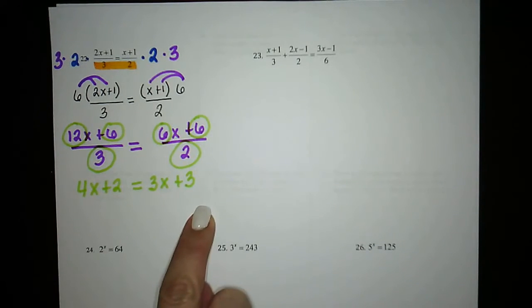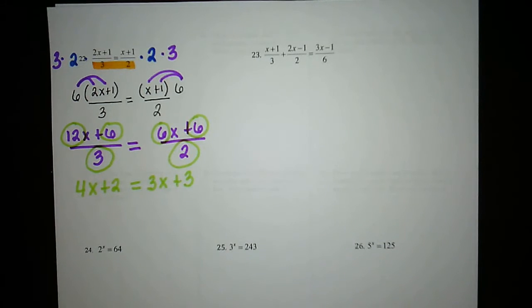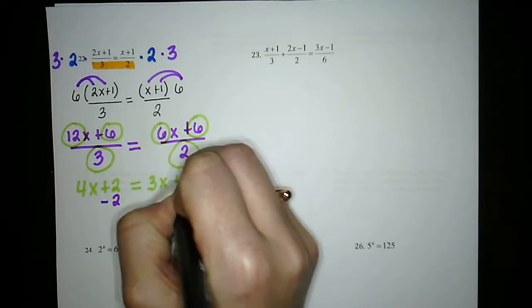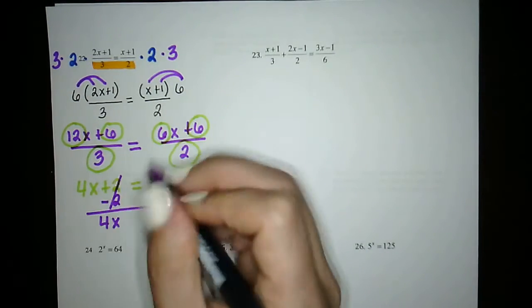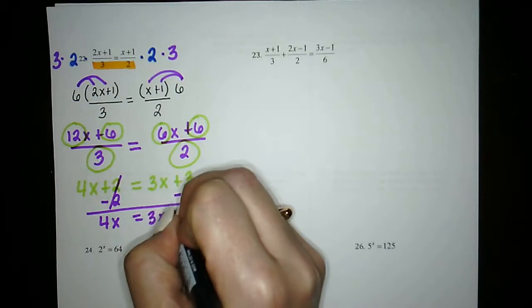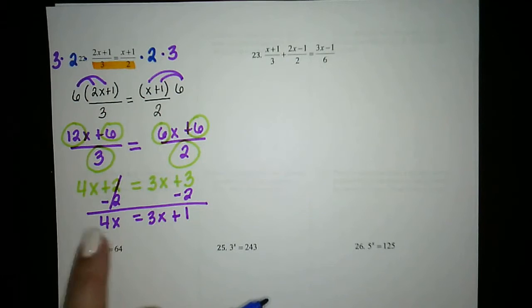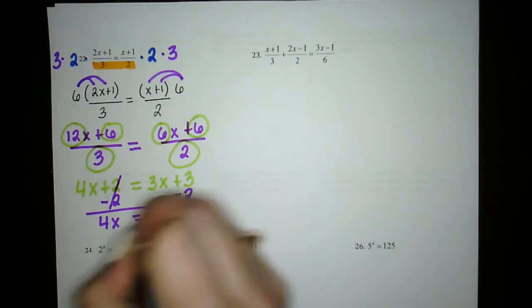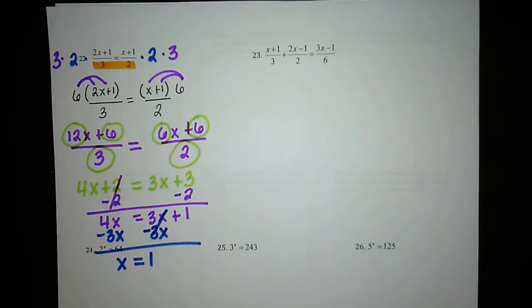Now we have a normal equation, just like we had on the other side. So now whichever side you want to move first, you can. So let's start with this 2. We're going to subtract 2 on both sides. We get 4x equals 3x plus 1. And then what is like 4x on the other side? It's the 3x. So we subtract 3x on both sides. And we get x equals 1.